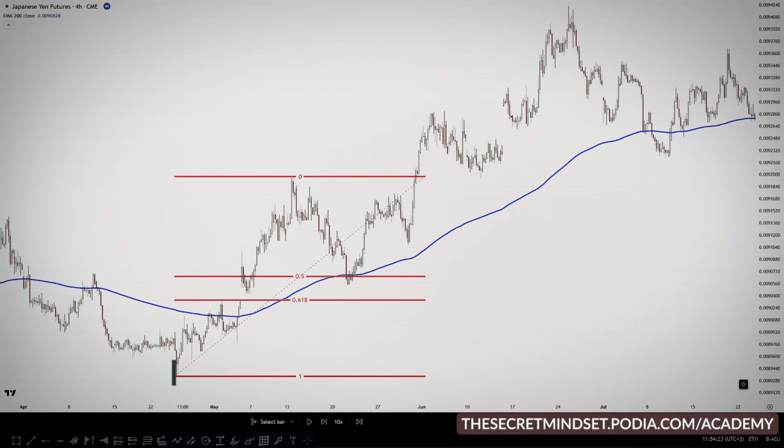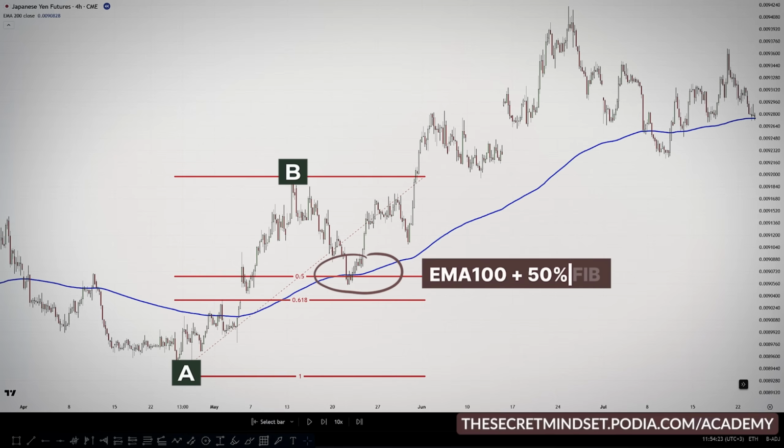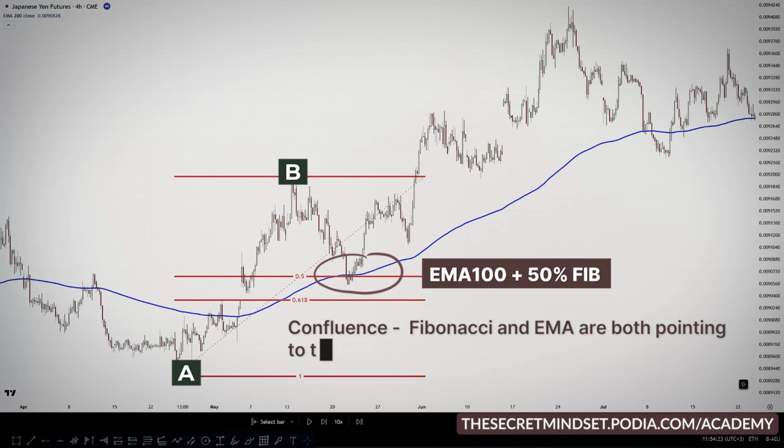In this example, price has been climbing steadily. You draw your Fibonacci retracement from the recent low to the high. The 50% retracement level catches your eye. Now you notice the 200 period exponential moving average is sitting right at that same level. This is confluence in action.